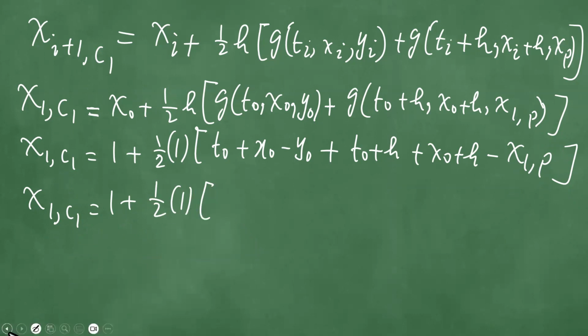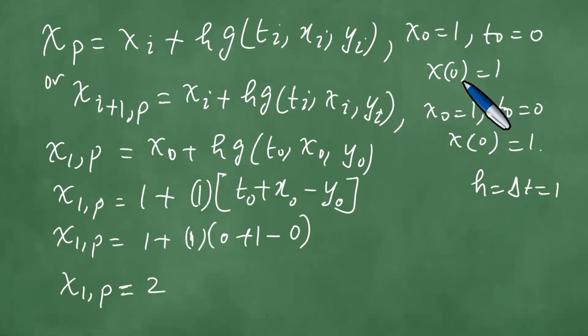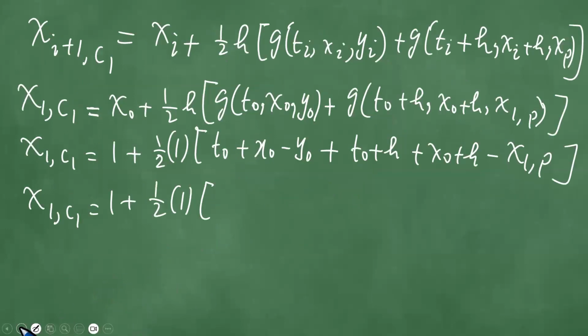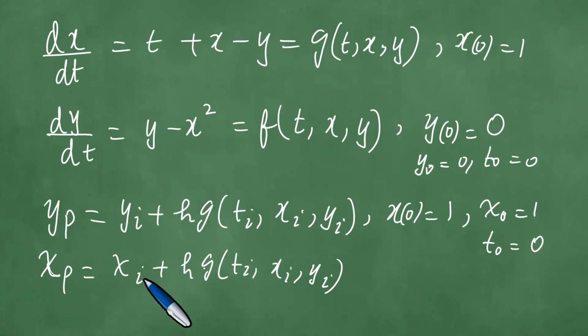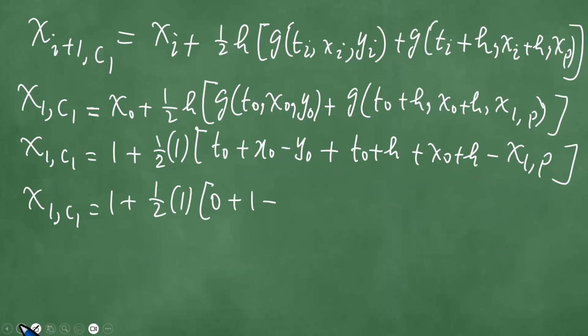What is T0? T0 is 0 and X0 is 1. What is Y0? Y0 is 0 and T0 is 0. Plus now T0 is 0. Now the H is 1. X0 is 0? No, X0 is 1. You just need to remember that. So we know that X0 is 1.